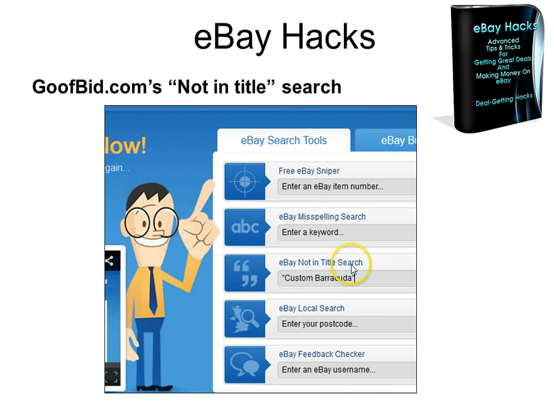So in the eBay not in title search, I'm typing custom barracuda in quotation marks. I put it in quotation marks because I want both words to be available in the search. Okay? So when I do this, I'm actually telling Goofbid to search eBay's listings, but don't search the titles, only search the descriptions for my search phrase, custom barracuda. This way, this search is only going to surface listings that have the words custom barracuda in the description but not in the title. Okay? It's going to make a bunch of listings appear out of nowhere, basically, because if you were to do a regular search on eBay, these listings would not appear.